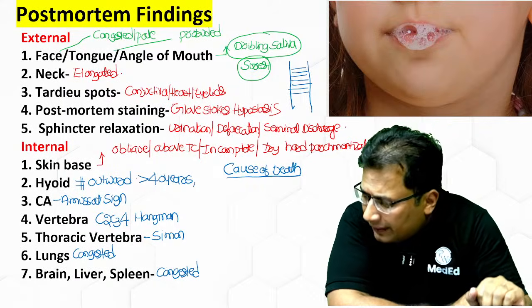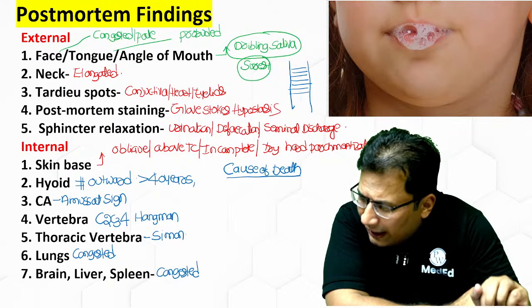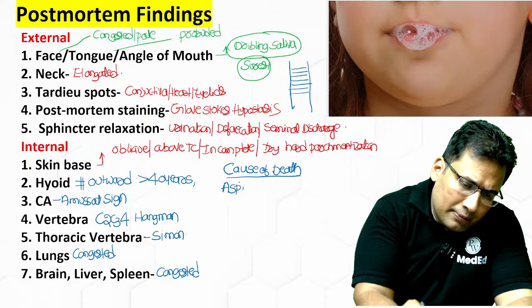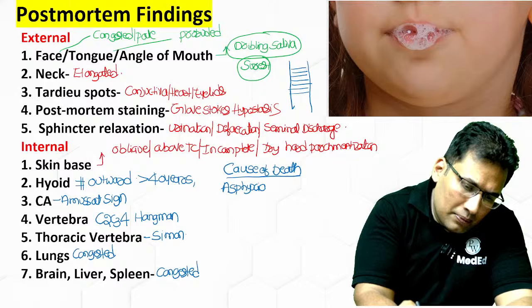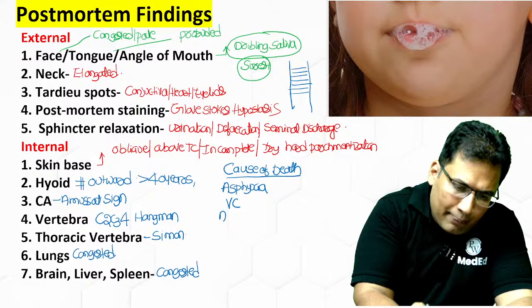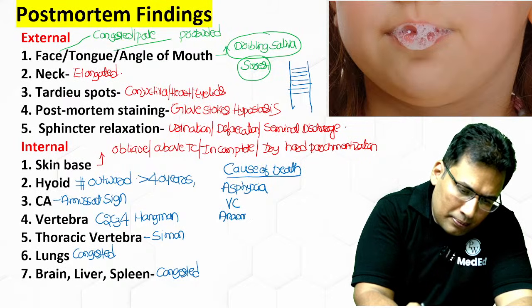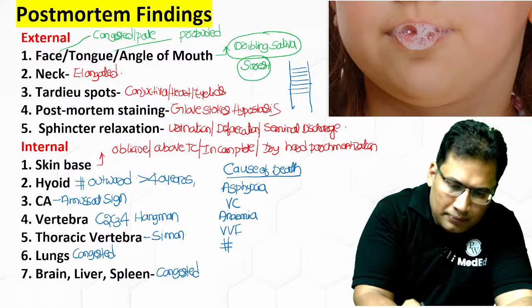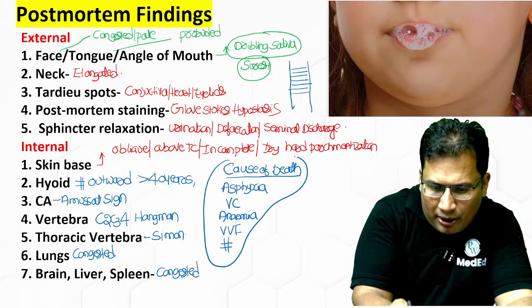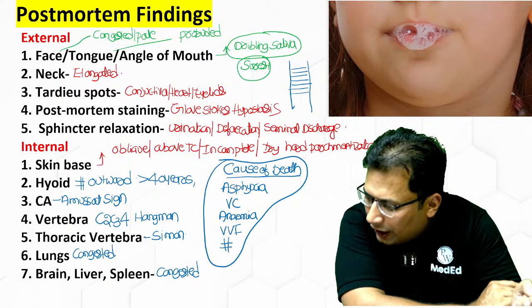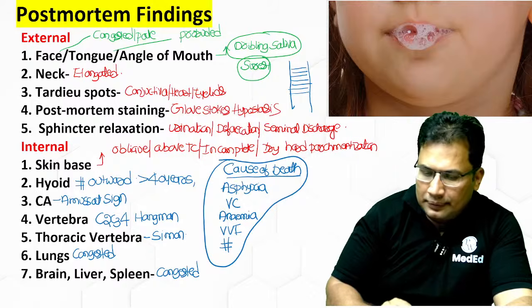Cause of death, can anyone try? Lion is telling, sir, venous congestion. Very good. So cause of death, either it can be asphyxia, venous congestion, sometimes it can be cerebral anemia, or vasovagal inhibition, or cervical vertebra fracture. This is the cause of death. Good.